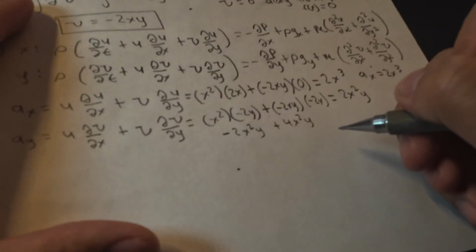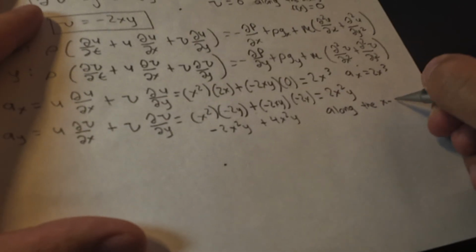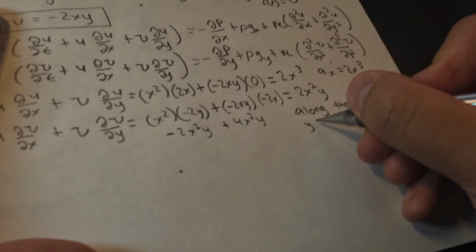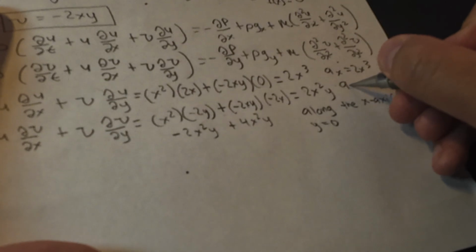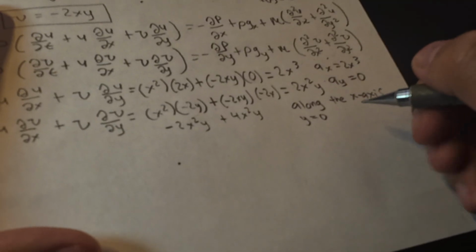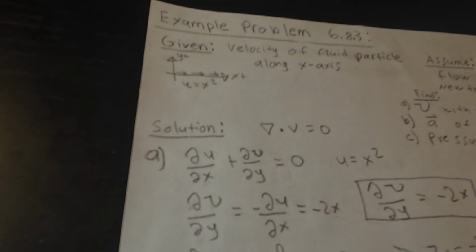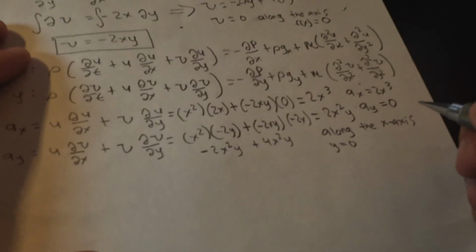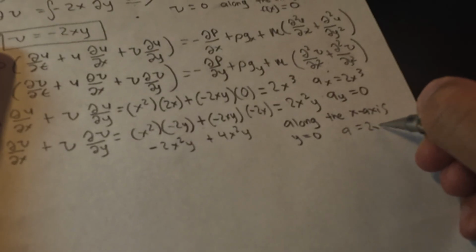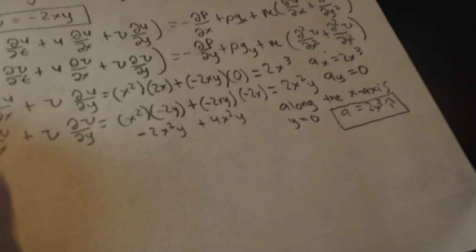Okay. But remember, along the x-axis, y is equal to 0. So technically, right, ay is actually equal to 0 here, because if you plug in 0 here, you get 0. The reasoning for that, right, is because we are only going along the x direction, which I previously explained in the problem. So, in short, your acceleration is equal to 2x cubed just in the x direction. Just like that.